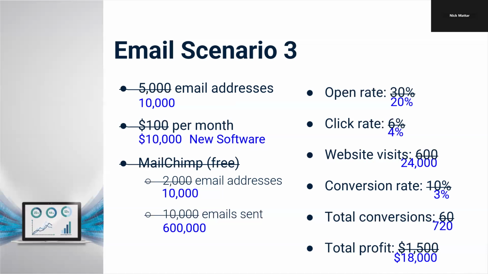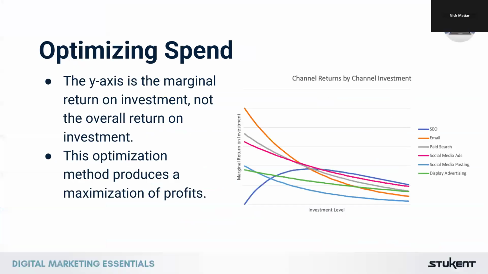You can look at that as leading to what? $28,000 in revenue. And that leads to a total profit, right, of $18,000 a month. So you had $28,000 in actual sales, but you subtract that $10,000 from your new software and you have a huge profit, right? I understand that this can be a little confusing. It might be a little much, but the idea here is to optimize your spend.